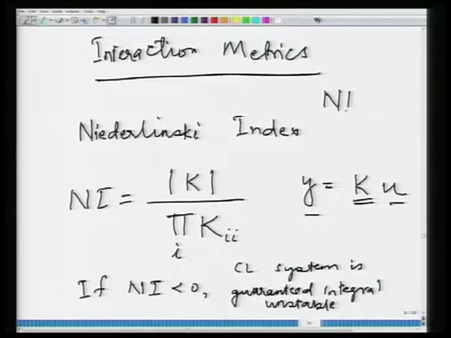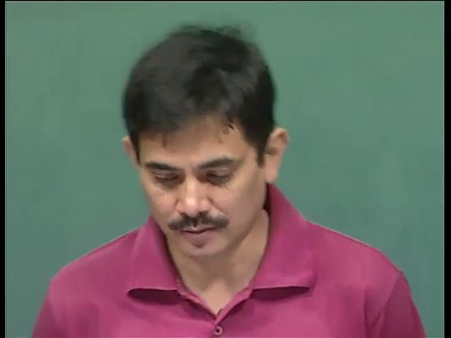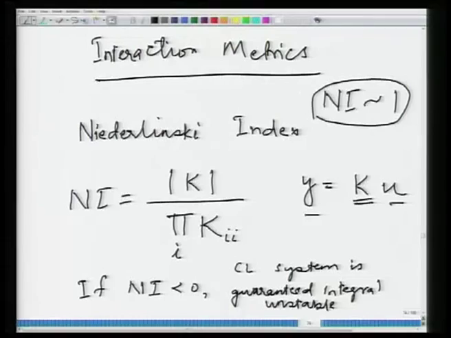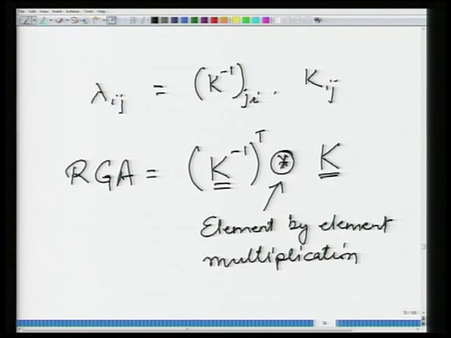And we also said that for Linsky index close to 1, at least for a 2 by 2 system, it means that the steady state interaction is one way. Okay. So, Linsky index close to 1 in some sense shows that the interaction is not as bad.